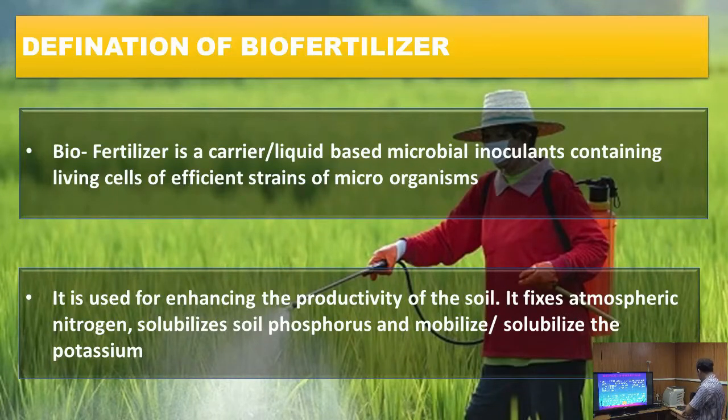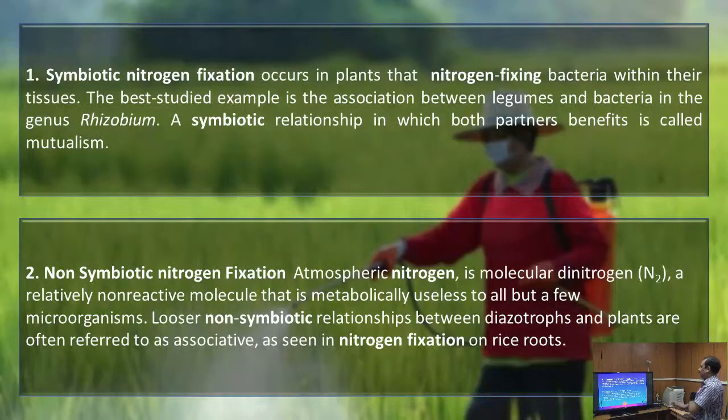After the definition, you can classify biofertilizers mainly into two parts. The first is symbiotic nitrogen fixation and the second is non-symbiotic nitrogen fixation. Symbiotic means a relationship, like you and I both work together and both take the benefit. Non-symbiotic means you earn and eat your own, and I earn and eat mine. Similarly with plants, nitrogen fixing bacteria live within their tissues. The best studied example is the association between legumes and bacteria in genera like Rhizobium, Azotobacter and Azospirillum.